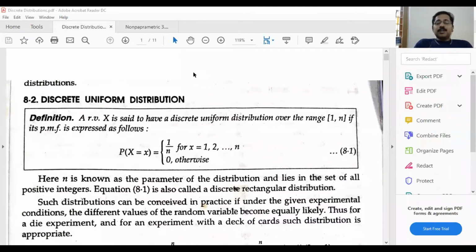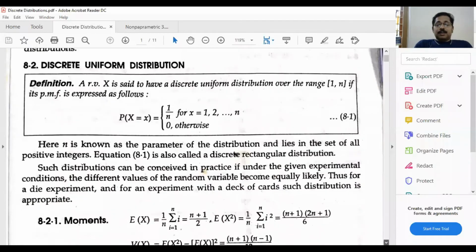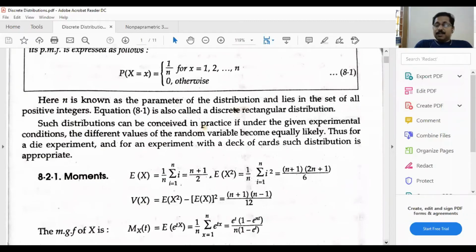Here you know that 1 by n is positive, no doubt. Then what about the summation of this probability? Summation over x equal to 1 to n of 1 by n. That means you are adding the constant 1 by n, n times. So it is n into 1 by n, that is equal to 1. So it satisfies the properties. So this function is a probability mass function. So this is the first discrete distribution, the simplest discrete distribution.